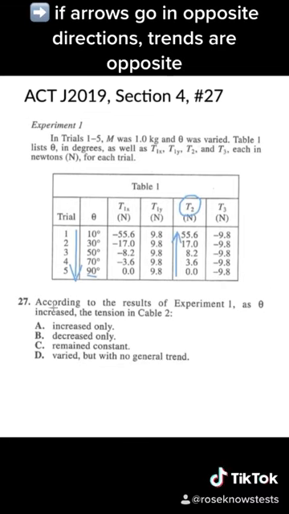Okay, so they go in opposite directions. So if this is increasing, because these are pointing in opposite directions, that means that cable 2 is decreasing. And that is how you do it.